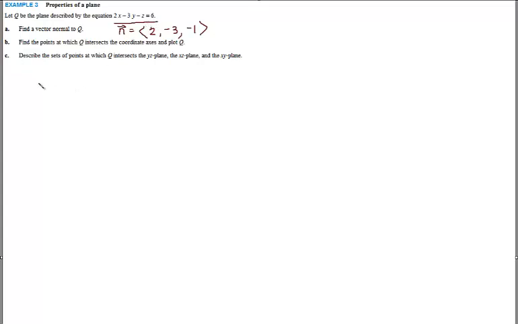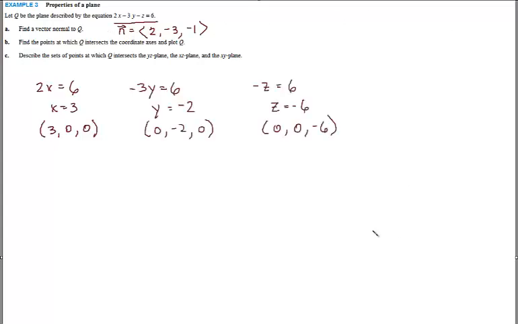So 2x equals 6, at x equals 3. I have an intersection point, so that would be the point 3, 0, 0. Likewise, I'm going to do that for the y-axis. I'll let x and z be 0 and carry on. So that's what I get for the B part here, the different points.